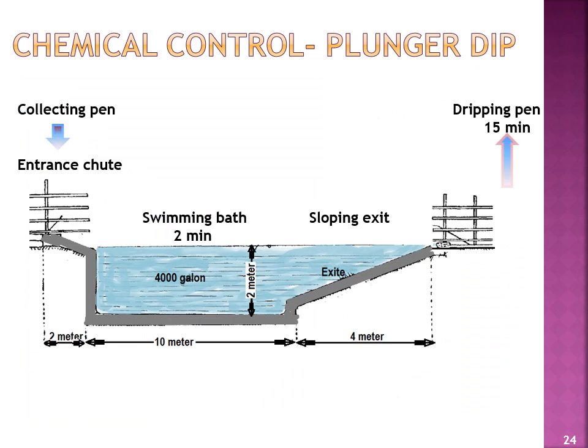This is a figure or a photo of the plunger dip, which ensures the collecting pen of the animal, the slope of the animal, and the swimming of the animal for about 2 minutes, then a sloping exit to be sure of the dripping of the animal before allowing it to the pasture for at least 15 minutes.